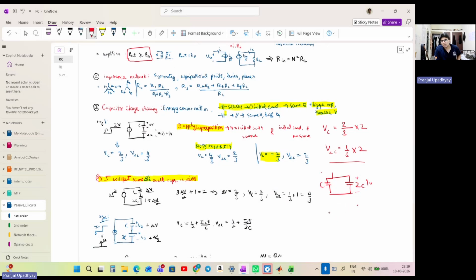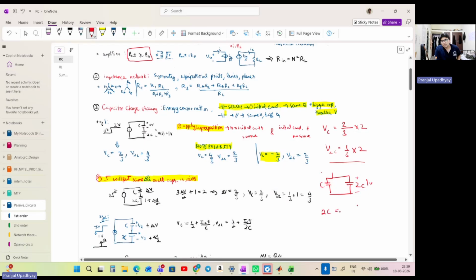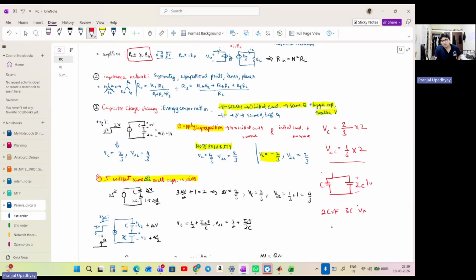Sorry, I wrote the wrong expression. It will be 2C times 1, by the way, is equal to 3C times Vx, and so Vx will be what? 2 by 3. Now the question is, what will be the polarity of this guy?